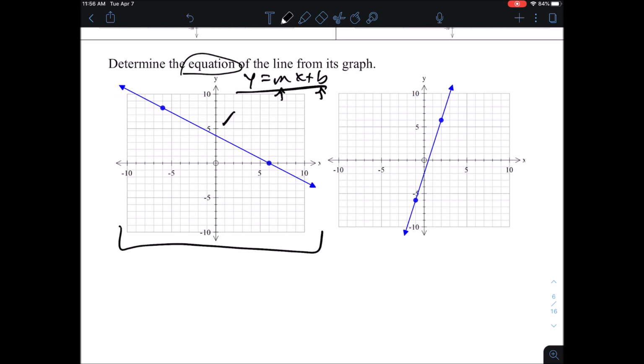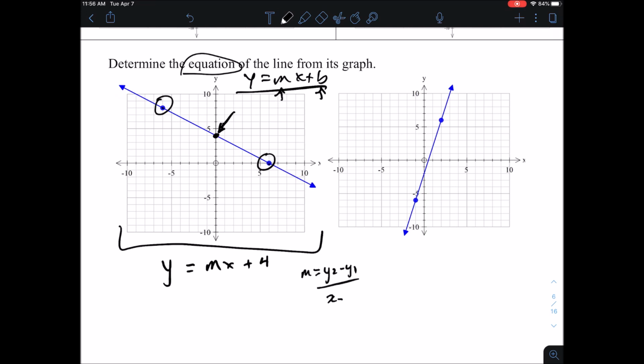So hopefully you can all see that right here is where the graph crosses the y-axis. So that's at 4. That's b. So I already know it's y equals mx plus 4. Well, that's good. I've got half the information that I need. And now to determine the slope, well, I've put dots on two particular points here and here that we could use to help us find the slope.